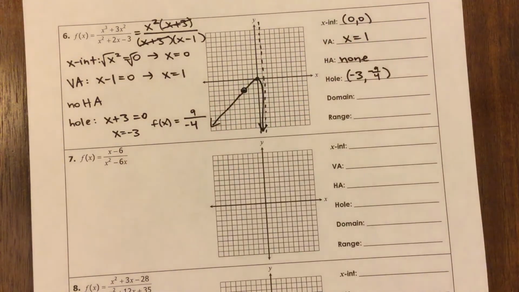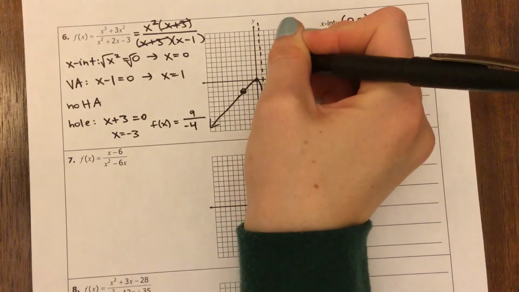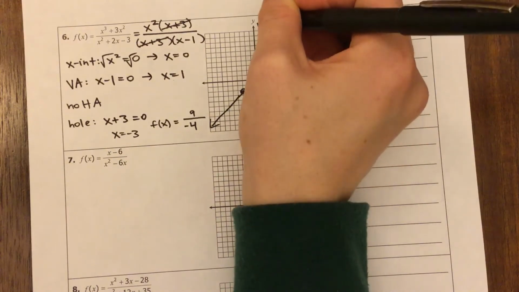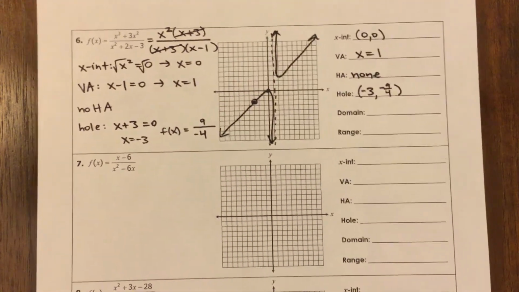So same thing happens as it comes in from the other side. All right, so it comes in as if it's gonna be a line, and then it gets to a certain point, turns around, and then glides like that. Okay, so our graph looks something like that.